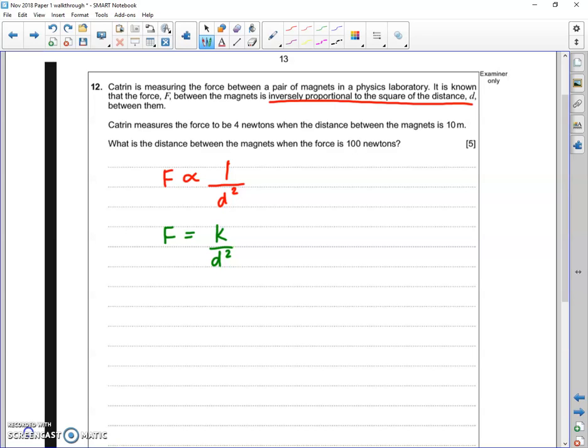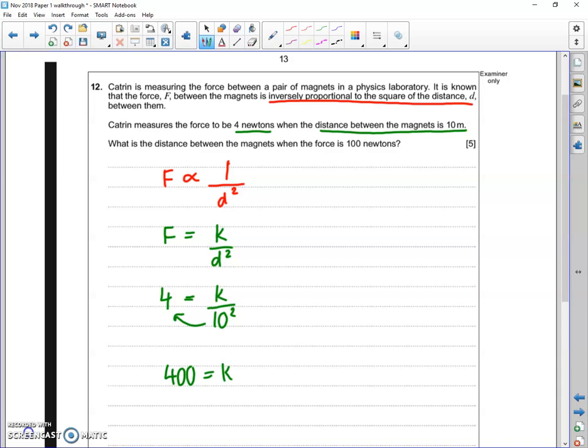The numbers we've got is that the force is 4 when the distance is 10. So F is 4 when d is 10. So 4 equals K over, now don't forget the squared, 10 squared. 10 squared is 100. Bring it up and multiply. 4 times 100 is 400. So K is 400, or 400 equals K.